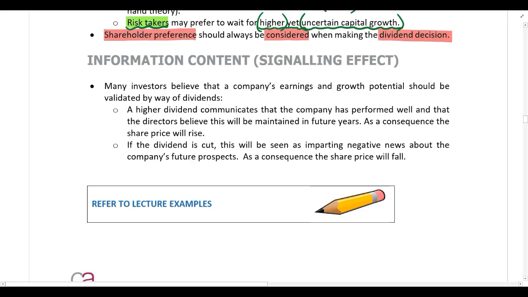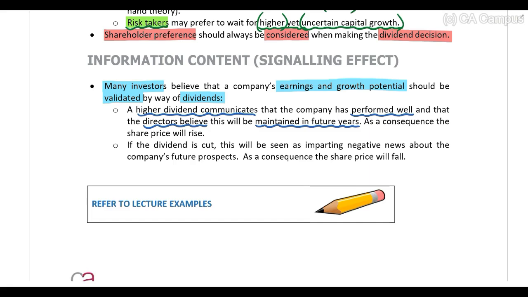Then lastly, we also need to look at information content or the signaling effect. So under this heading, guys, it's important that you understand many investors believe that a company's earnings and growth potential should be validated by way of dividends. So what does this mean? This means by declaring a very high dividend, that communicates that the company has performed well, because obviously if the company didn't perform well, they wouldn't be paying a dividend. So a high dividend communicates to the market that the company has performed well and that the directors believe that this will be maintained in future years. So if a high dividend is paid, the market perceives that as positive. Obviously, the company is doing well because they are able to pay dividends. They expect good growth in the future, otherwise they wouldn't be paying dividends. And as a result of that, what will happen to the share price? It causes the share price to increase.